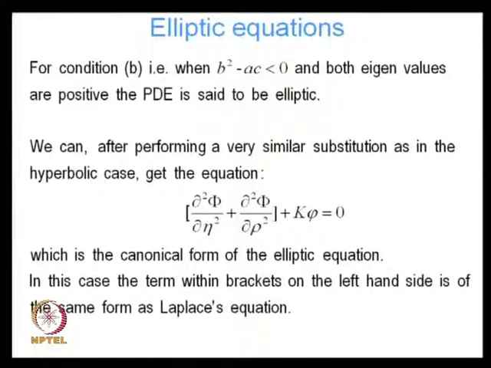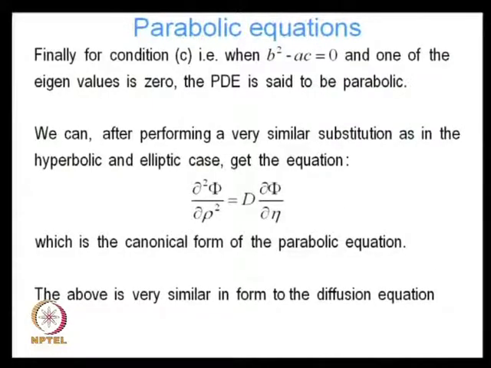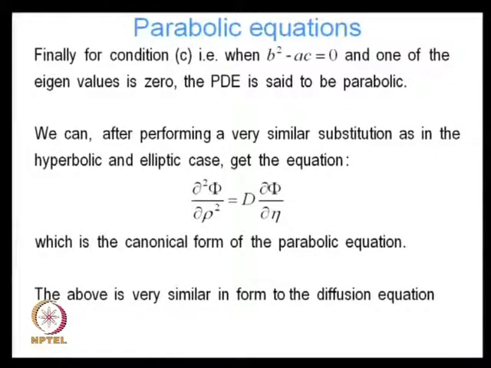And finally, for the condition when b squared minus ac is equal to 0, that is when one of the eigenvalues is 0, the partial differential equation is said to be a parabolic partial differential equation. Again, performing substitutions very similar to what we did for the hyperbolic case, we can get its canonical form, which is ∂²φ/∂ρ² is equal to d ∂φ/∂η, which is the canonical form of the parabolic equation. And this equation is very similar to the diffusion equation.